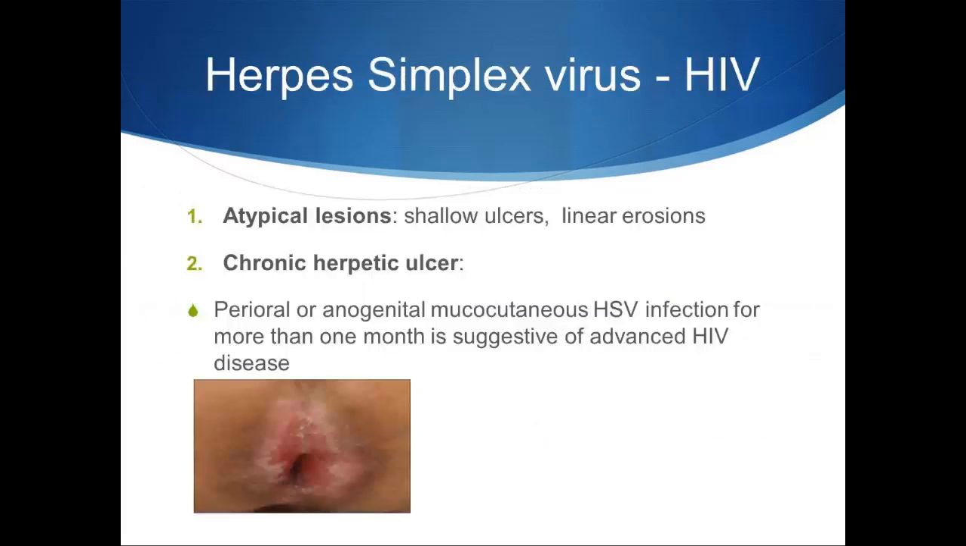Other than increased anogenital ulcer disease, what else can we see in HIV? We see more atypical presentations. We see linear erosions, we see shallow ulcers, and also, which is very characteristic of an advanced HIV stage, a chronic herpetic ulcer. Whenever you see a herpetic ulcer that's been there for 1 month, this is highly suspicious of an ongoing HIV infection and an advanced disease.